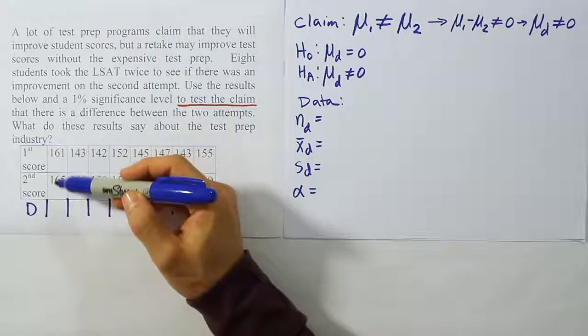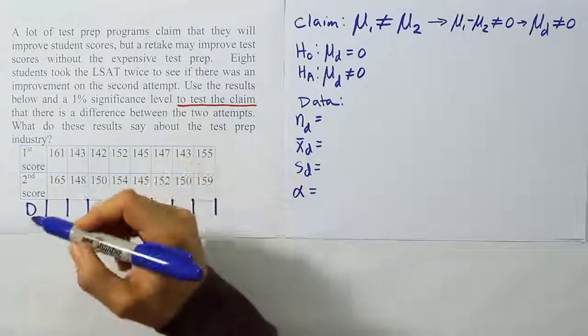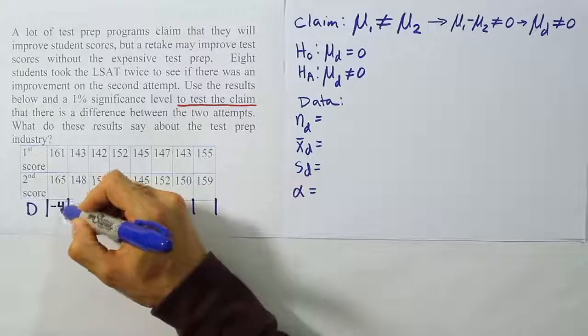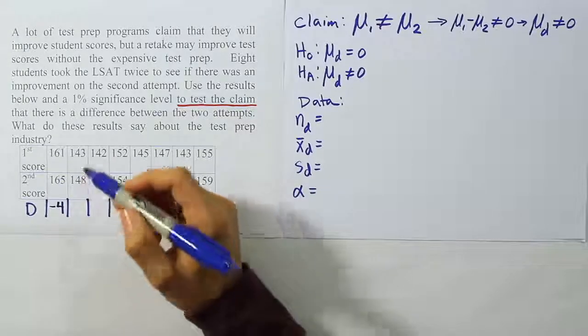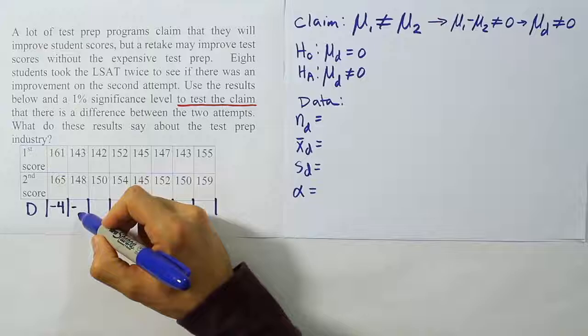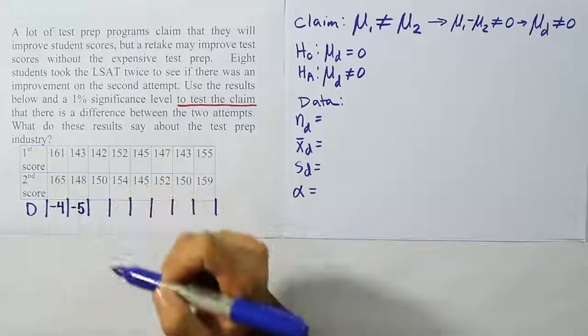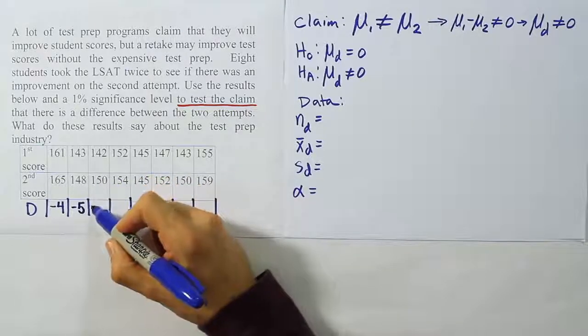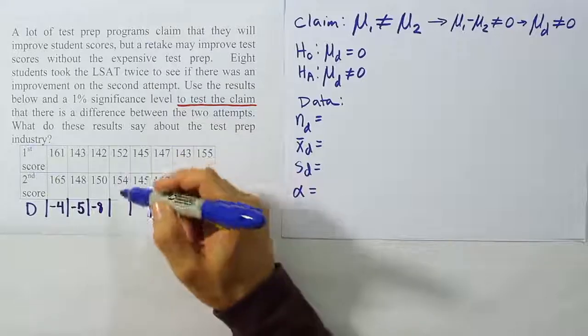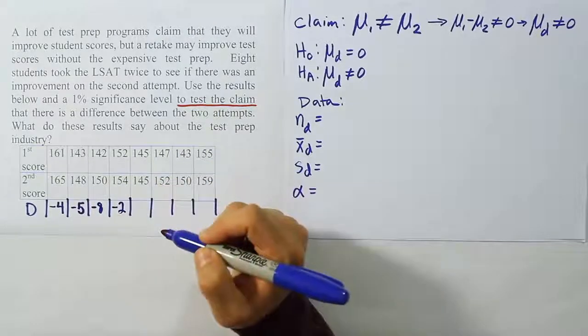All right, so I'm going to do this minus this. Well, 161 minus 165 gives you -4 because the bottom number is bigger, right? The difference between these is 5, but it's -5 again because the bottom value is bigger. The difference between these is 8, but it's -8. The difference between these is 2, it's -2 though, because it's different.